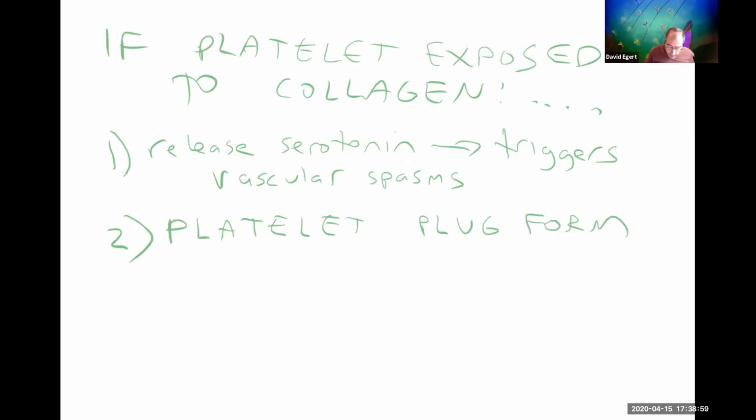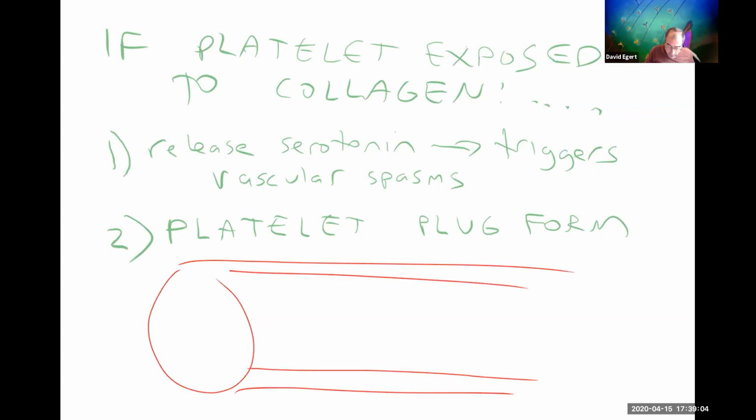So, platelet plug. Let's say here's my blood vessel, and let's say here's my rip. As the little platelets start activating, they become kind of sticky and spiky. They start sticking to each other, and they release another molecule that has many roles. They release ADP, adenosine diphosphate, which attracts more platelets to the region.